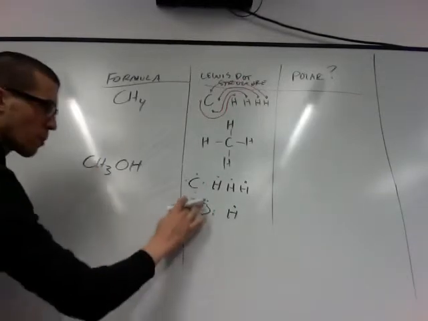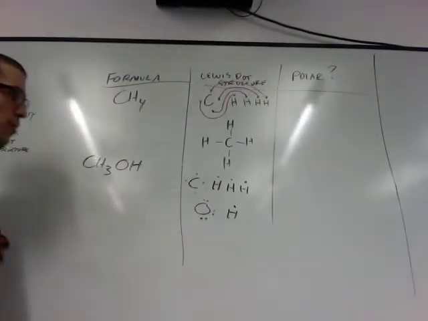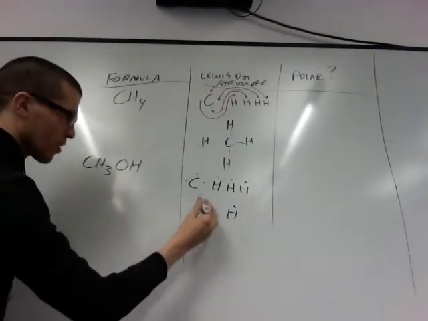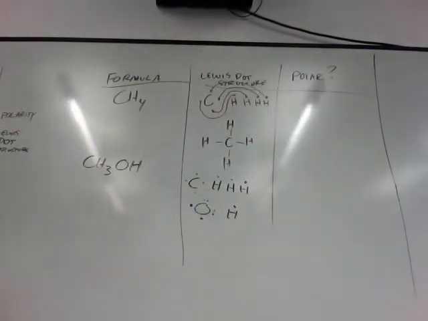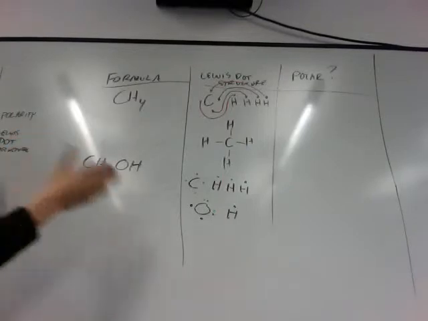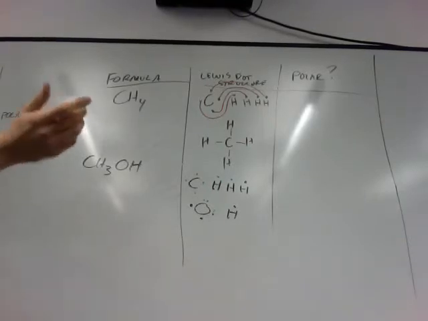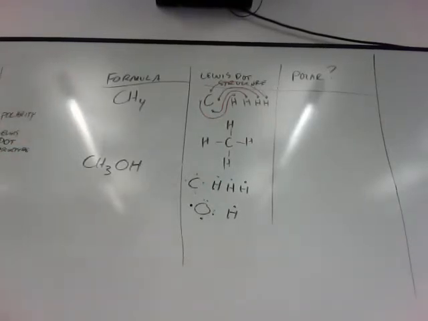A common mistake is people put this dot over here. So now you don't know where the bonding electrons are. So you need to put that electron right over here. So if you do this, now you can see it's pretty clear. You can see where the single dots are and where the double dots are. The double dots are the non-bonding electrons.